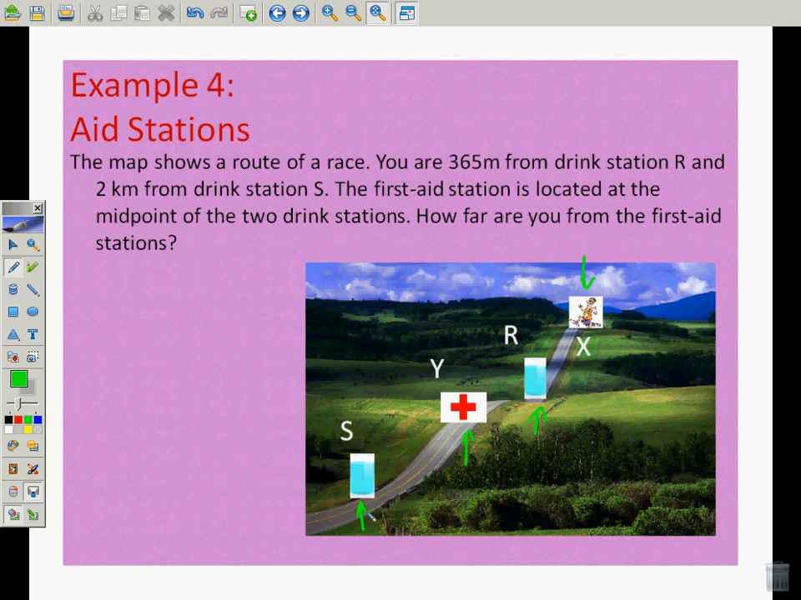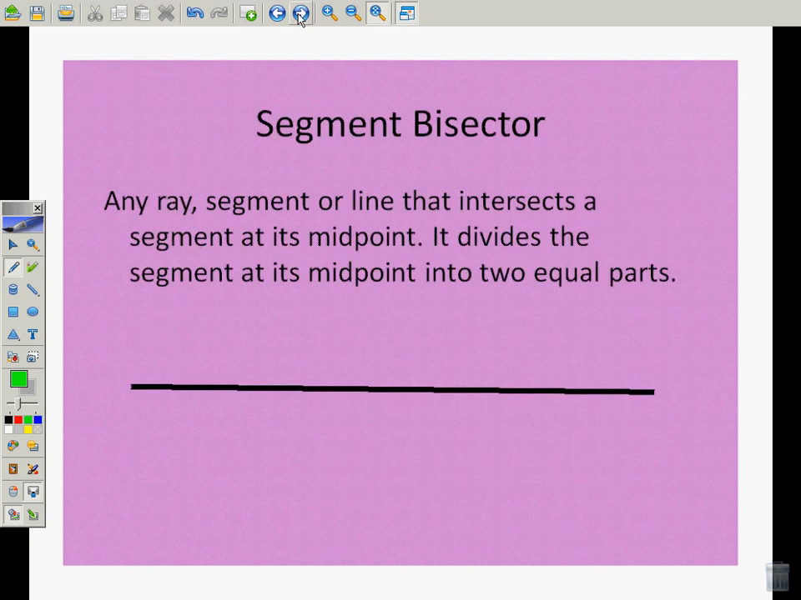We're going to use this kind of like an opener tomorrow and kind of work collaboratively and see who came up with the best answer. Okay? This is a little extension thinking here. Love it. It's my kind of stuff. Working hard. Segment bisector. If it's a segment bisector, it's a ray, a segment, or a line that intersects a segment at its midpoint. It divides the segment at its midpoint into 2 equal parts.